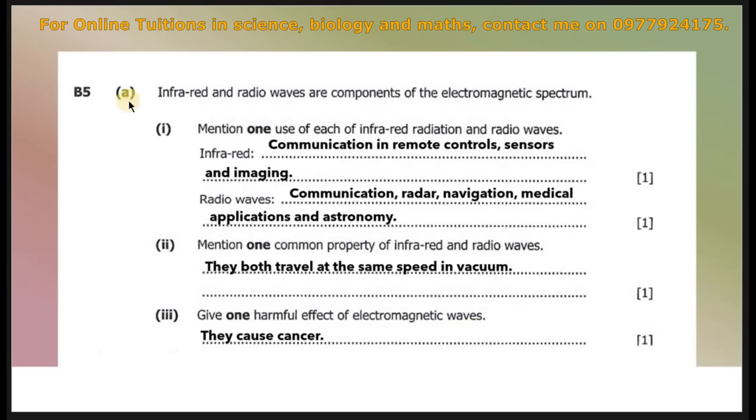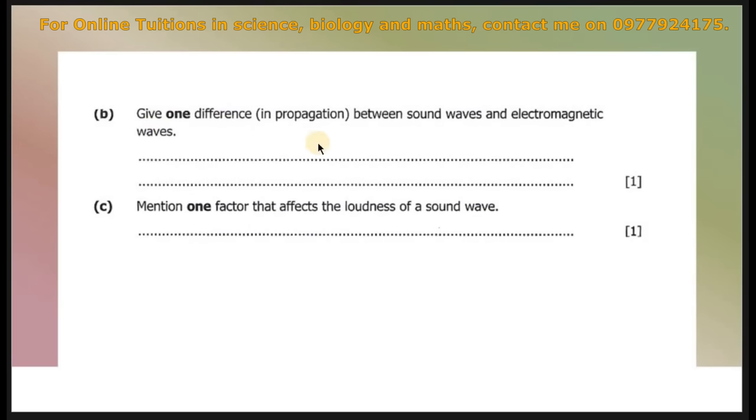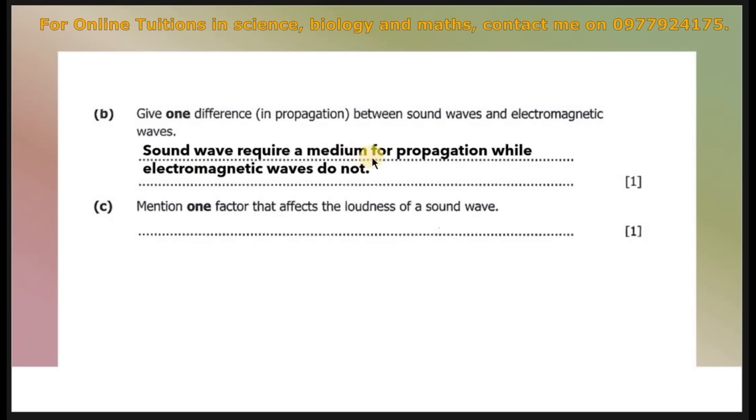Then we go to B. B, give one difference in propagation between sound waves and electromagnetic waves. So they specify in propagation. So you are going to say sound waves require a medium for propagation, while electromagnetic waves do not. Okay, yeah. So these sound waves, they require a medium. Electromagnetic waves do not. Then C, mention one factor that affects the loudness of a sound wave. It's the amplitude of the wave. So amplitude affects the loudness of sound.